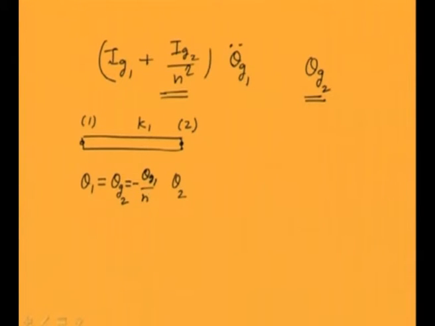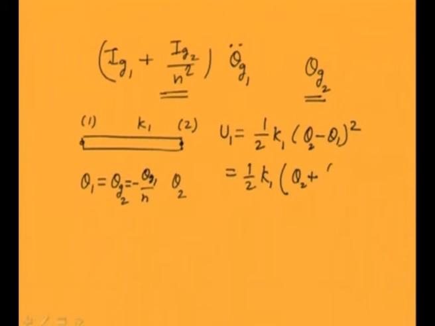Now let us write the strain energy due to this, that will be half K1 times theta 2 minus theta 1 whole square. This is the relative twist between the two ends of the shaft. So this is the strain energy. We can substitute for theta 1, that is theta G1 by N, whole square.